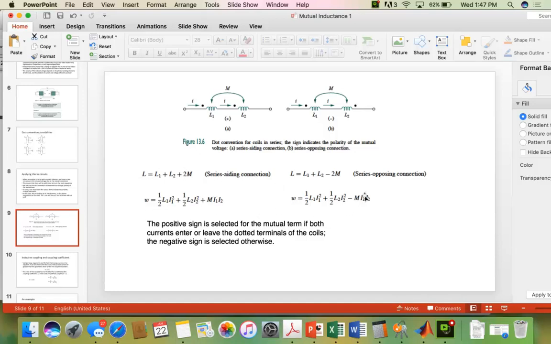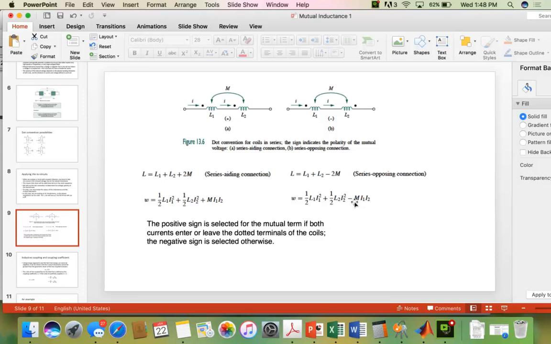Likewise, if the inductors are a series opposing type connection, then the total stored energy actually will decrease by M I1 I2. So one problem to ask is, one of the things that we've talked about is sometimes, especially in power distribution systems, you build up an excess of inductance in your system because you have long transmission line runs.